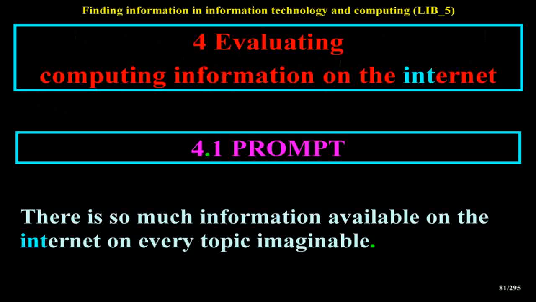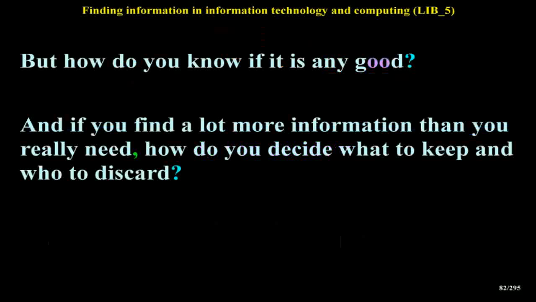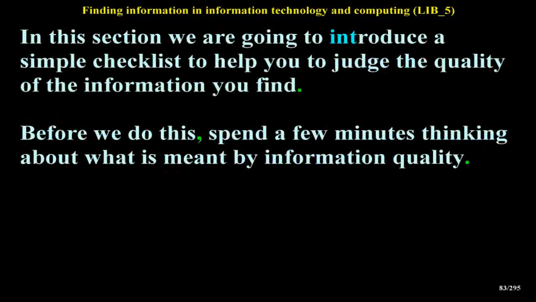4. Evaluating computing information on the internet. 4.1 PROMPT. There is so much information available on the internet on every topic imaginable. But how do you know if it is any good? And if you find a lot more information than you really need, how do you decide what to keep and what to discard? In this section we are going to introduce a simple checklist to help you to judge the quality of the information you find. Before we do this, spend a few minutes thinking about what is meant by information quality.